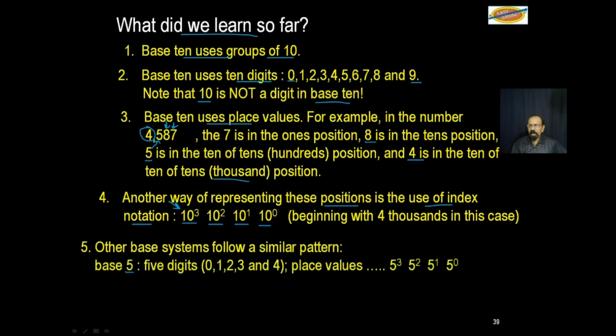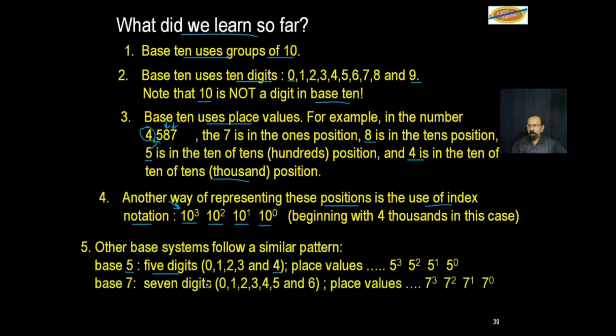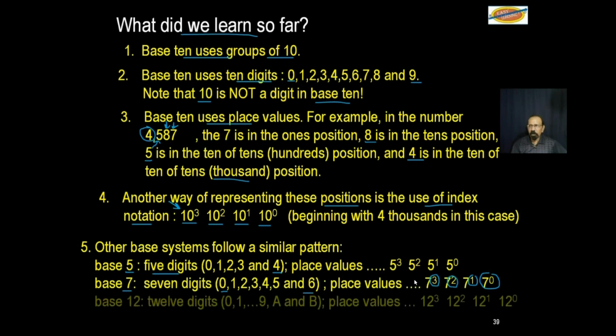Base 5 has 5 digits, 0 to 4, and the place values are, beginning from the far right, 5 to the 0, 5 to the first, 5 to the second, and 5 to the third. Base 7 follows a similar pattern, 7 digits, 0 to 6, again, 7 to the 0 power, 7 to the first power, 7 to the second power, 7 to the third power, and so on.